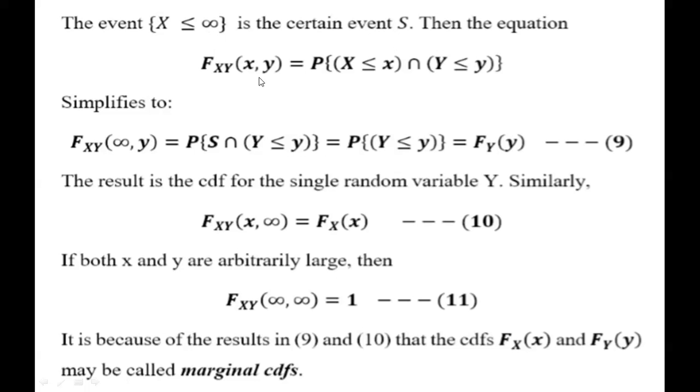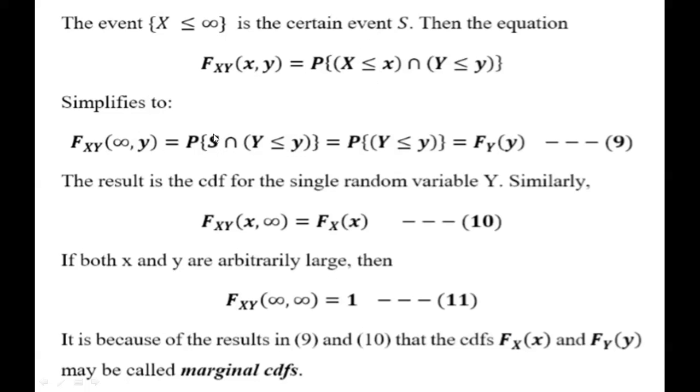Then the equation for the bivariate CDF, we know this equation. The bivariate CDF is given by the probability of random variable x intersection the probability of random variable y. It simplifies to, here what is the event x taken? Sure event. That means x is less than or equal to infinity. Therefore replace x as plus infinity. Then we get the probability of random variable x less than or equal to infinity is a sure event.